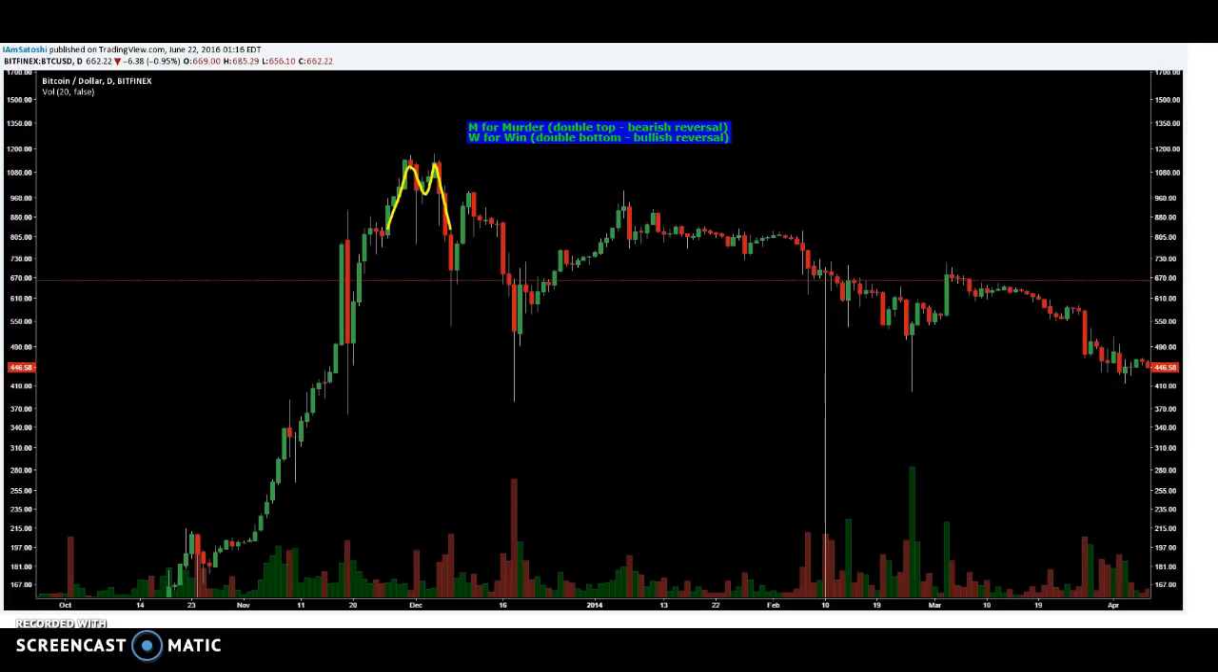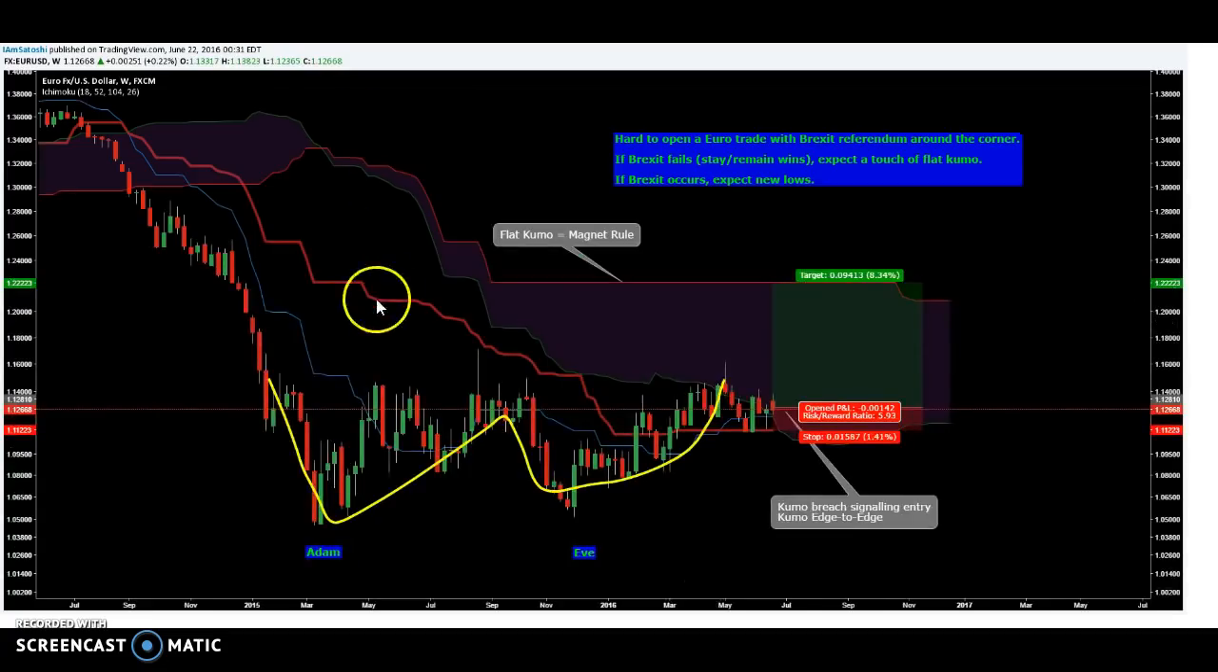Okay, now the next pattern would be the double bottom, and this isn't the greatest example of this, but I really like this because it's on the weekly Euro chart. So this is a very loose Adam and Eve, but I think it's there. The other part about this Euro chart is it plays into two of my favorite cloud strategies. I'll explain these in another video, but the Kumo edge to edge, meaning when we breach the cloud, we're going to reach the other end of the cloud. That's a high probability trade.